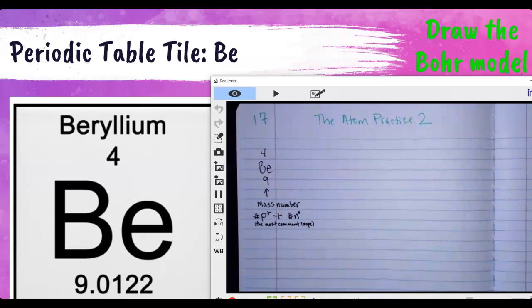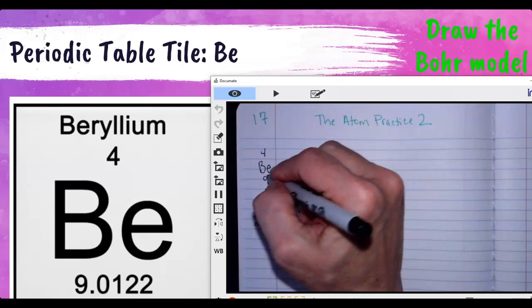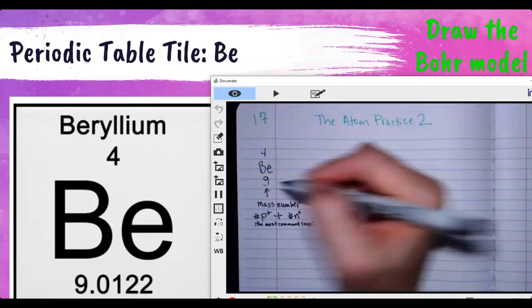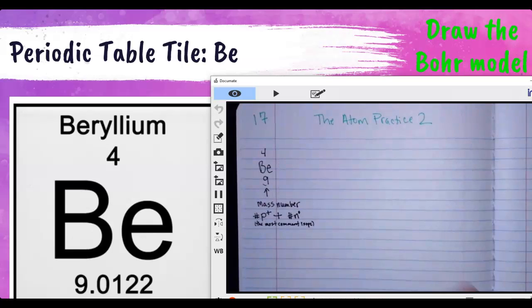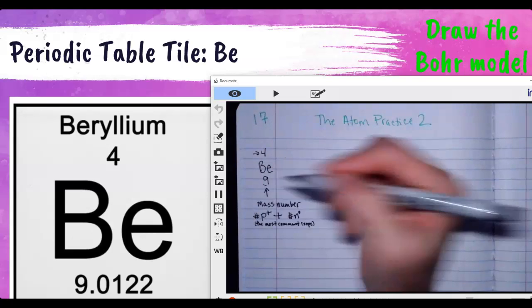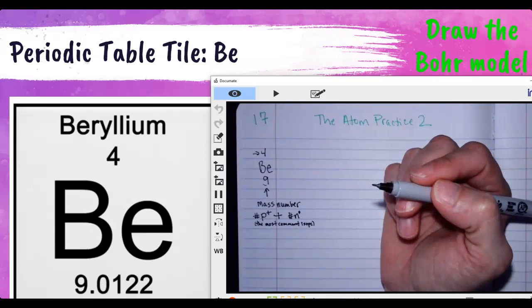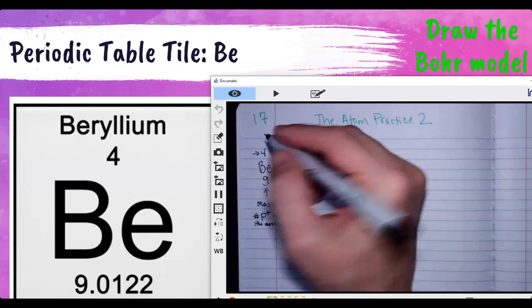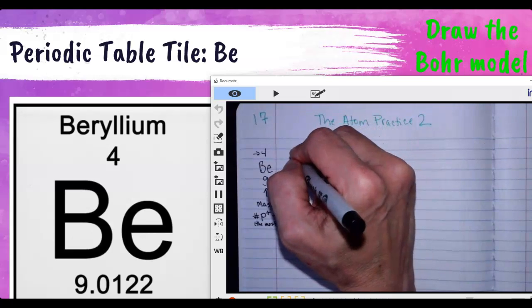So the most common atom you're going to run into in nature, in the world, is going to have a total of 9 particles in the nucleus. All right, 4 of those particles are going to be protons, and the rest of them will be neutrons. All right, so now we're going to list all of the particles.